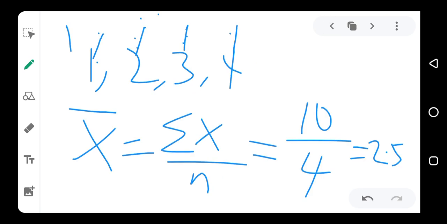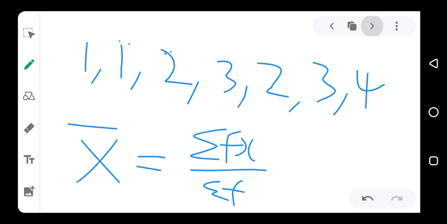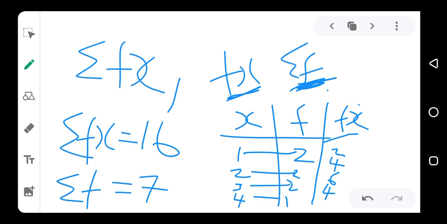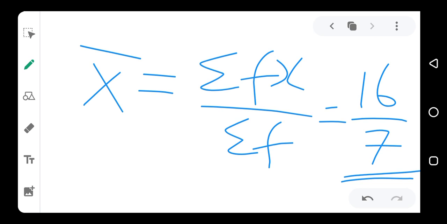So this is basically how to solve mean for ungrouped data. In our last lesson, we talked about grouped data and ungrouped data and other things. This one is for when the data set is not grouped. For grouped data, or when we join data together, we have another way of calculating it, which is what we are going to discuss in the next lesson.